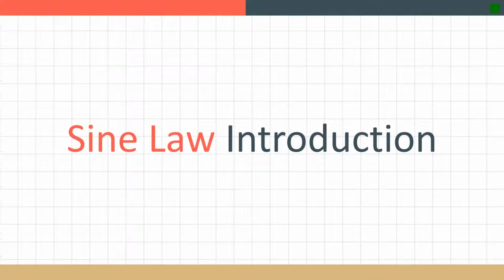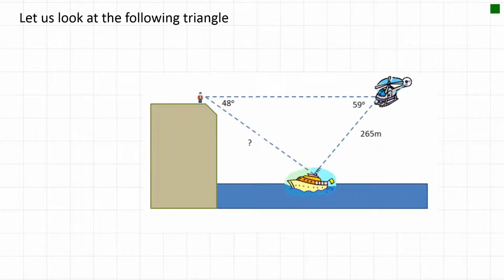So, sine law and introduction. Let's take a look at this problem here. We've got a man standing on a cliff looking down at the water at a boat that is below him, and we've got a helicopter looking at the same boat. And we've got some angles and a distance.